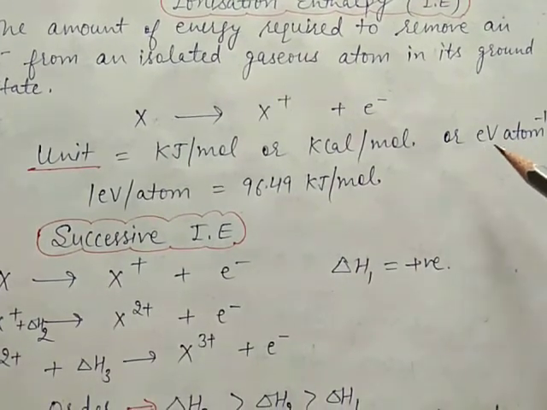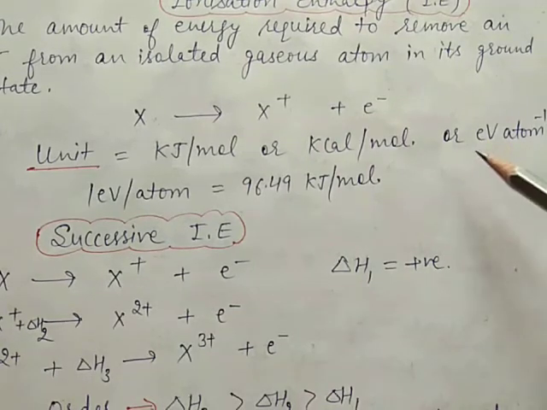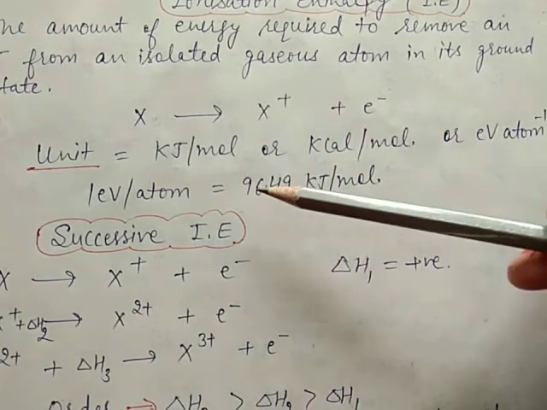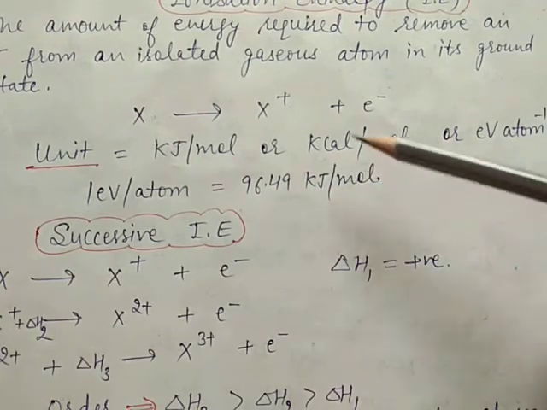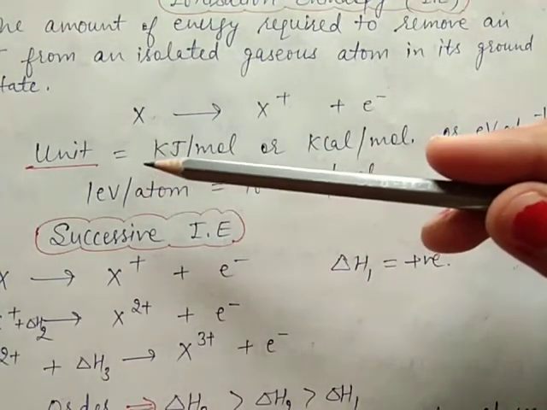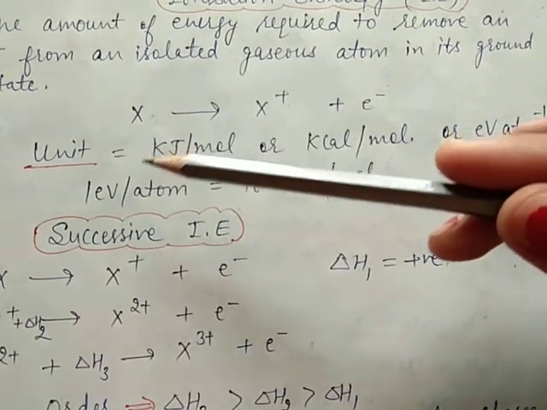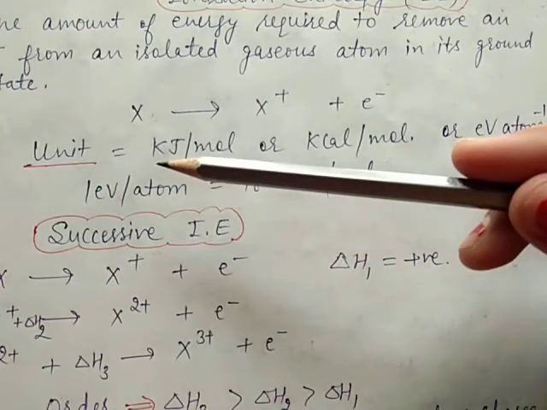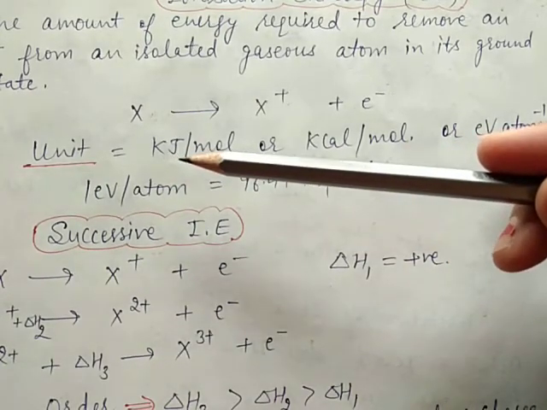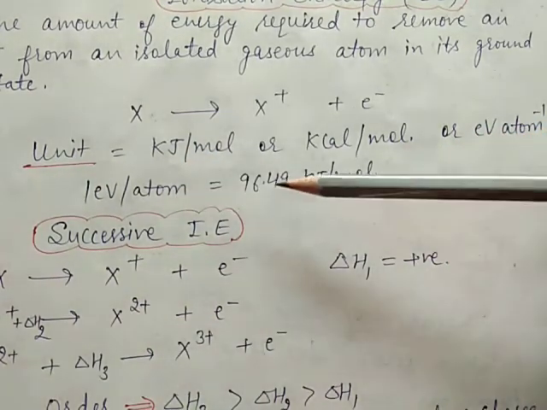What do you mean by electron volt? 1 electron volt is equal to 96.49 kilojoule per mole. 1 electron volt means the amount of energy acquired by an electron when it is moving under a potential difference of 1 volt.